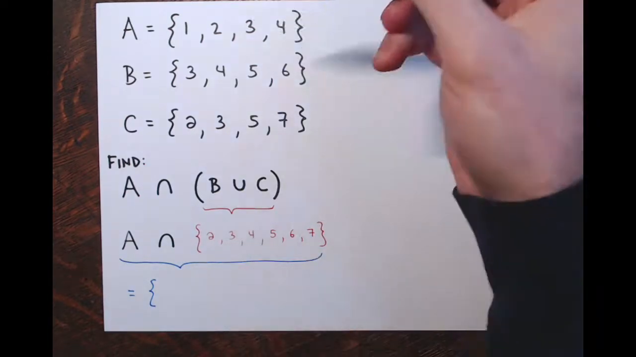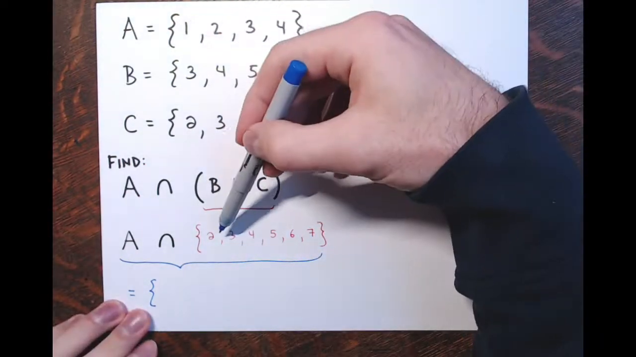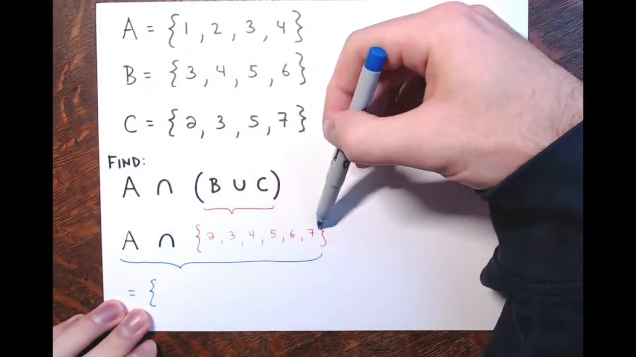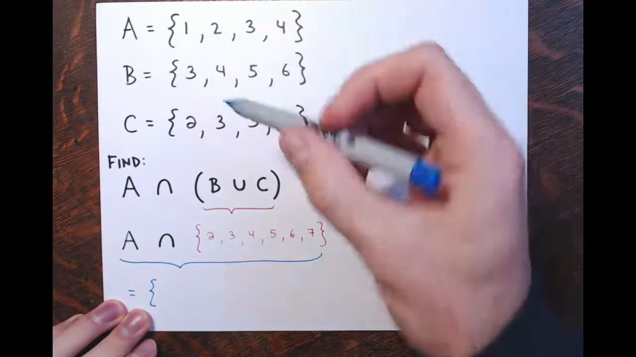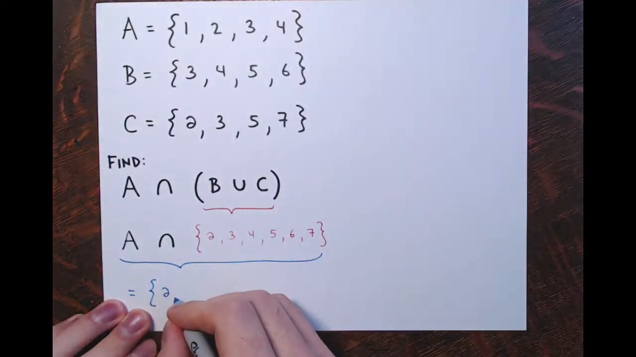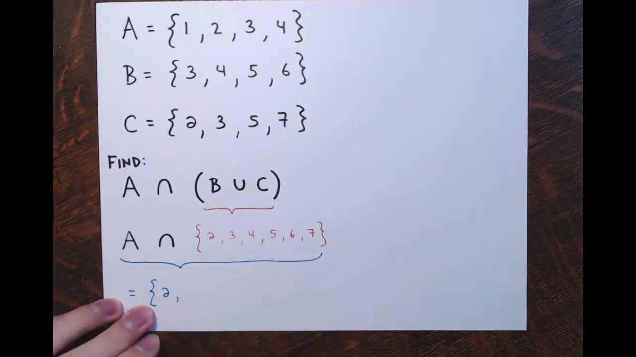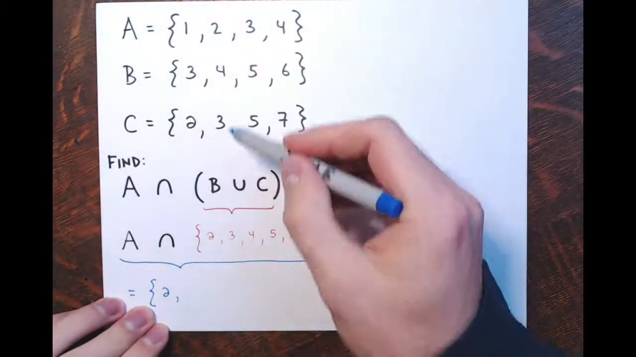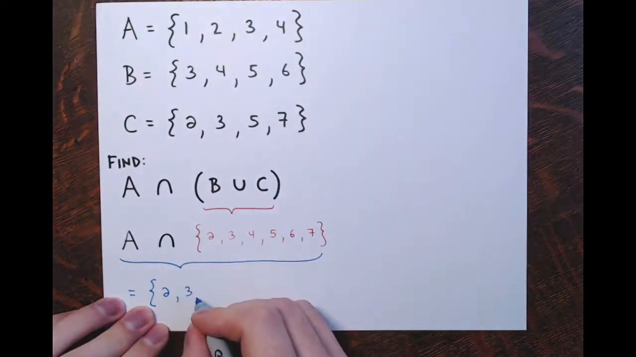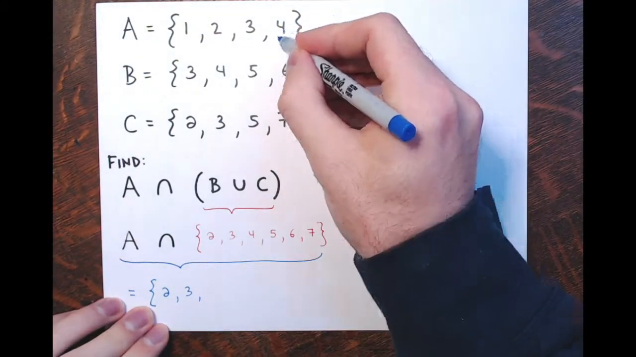So look at the elements of A. Is 1 in both of them? No. This set doesn't have a 1. Is 2 in both of them? Yes. So the element 2 is in this intersection. Is 3 in both of them? Yes. Is 4 in both of them? Yes.